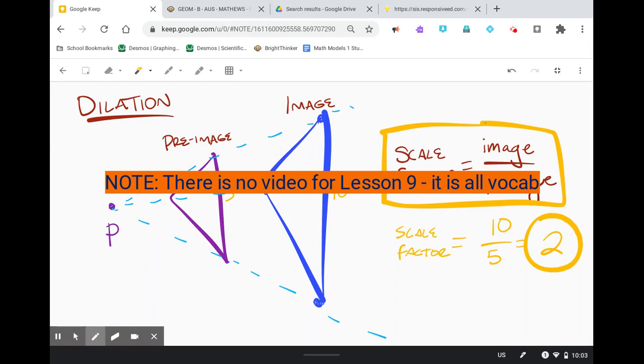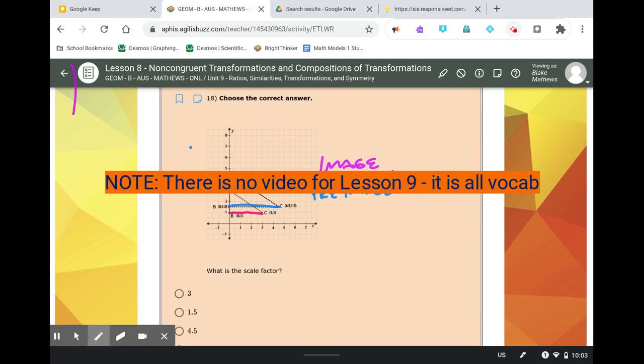All right, let's go up here. So that's your information that you're going to be most reliant on. And that is it for lesson 8.